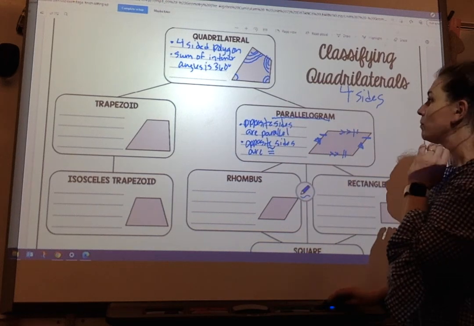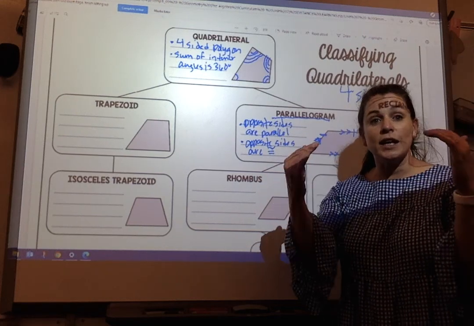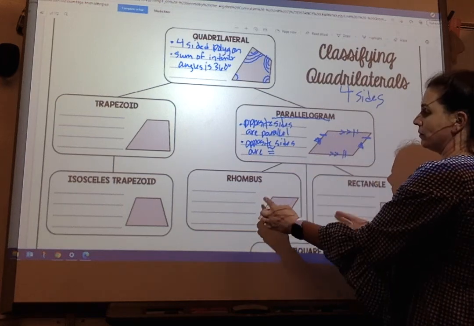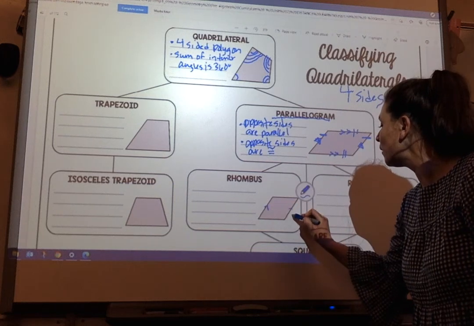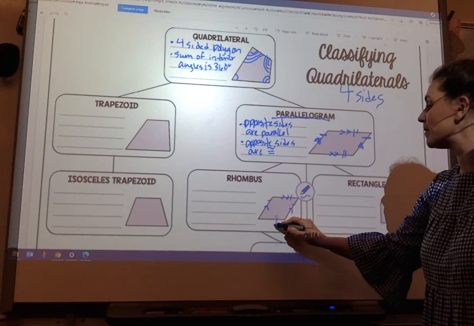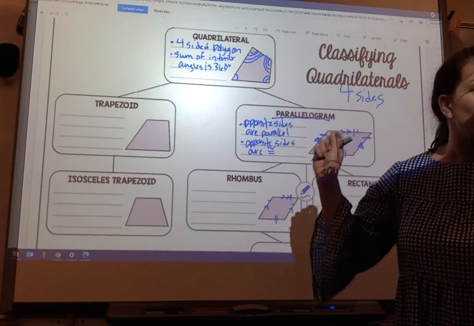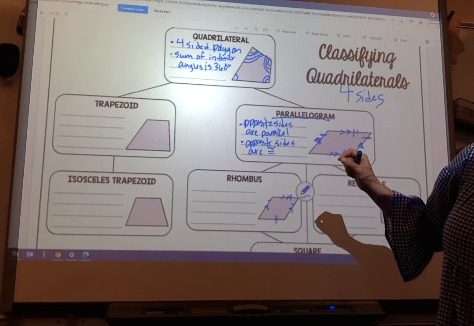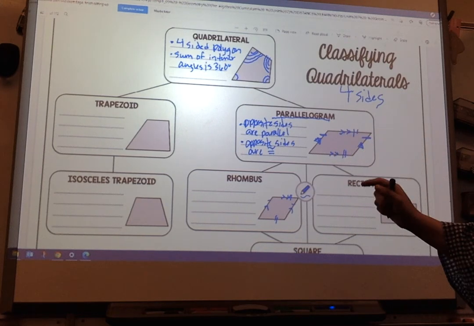All right, now, if it's a parallelogram, you have a couple different options. Can you break it down even further? Well, a rhombus and a rectangle. Okay, a rhombus fits all these criteria. I can still say that opposite sides are parallel, opposite sides are congruent. That still holds true. But what I can also say about a rhombus is that all sides are the same.